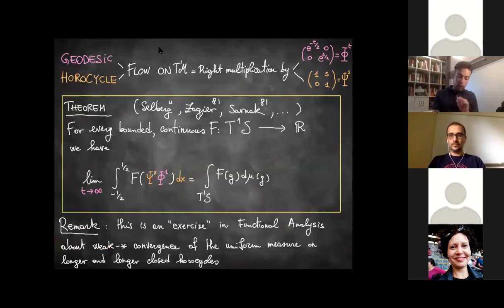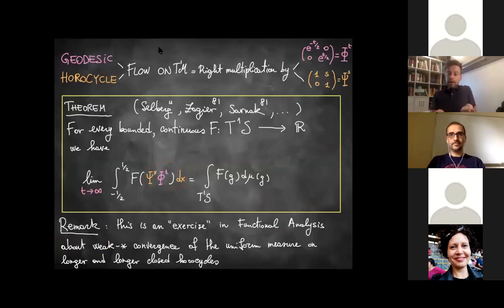And then I push this horocycle by the geodesic flow. Because of my choice of upper triangular instead of lower triangular matrix, it turns out the horocycle is the unstable manifold for the geodesic flow. And so when the geodesic flow acts, the horocycle gets longer, gets expanded very quickly. So what this represents is really a measure sitting on a very, very long closed horocycle, if T is large.